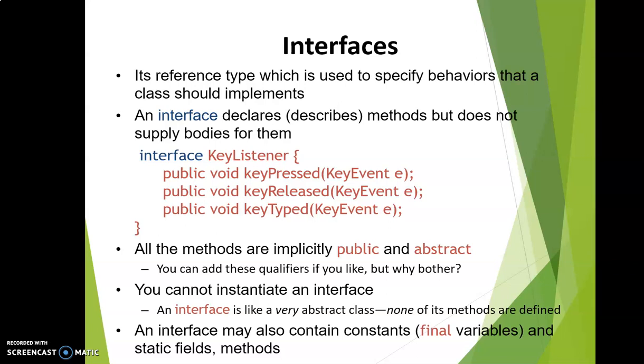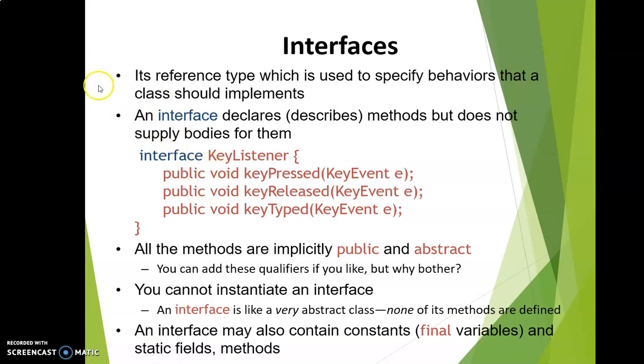An interface is very similar to an abstract class, where it declares the method but does not provide the body to that method. For example, here we have declared an interface called CleanListener, and here we have described the method without providing the body to that method. All the methods which we have declared in the interface are implicitly public and abstract.